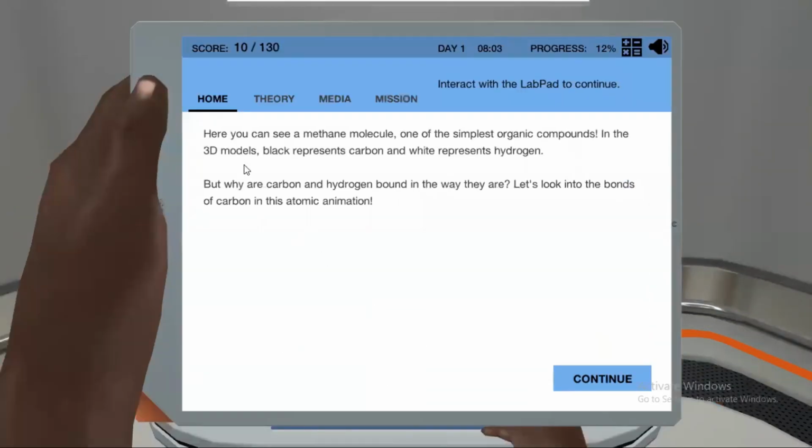Here you can see a methane molecule, one of the simplest organic compounds. In the 3D models, black represents carbon and white represents hydrogen. But why are carbon and hydrogen bound in the way they are? Let's look into the bonds of carbon in this atomic animation.